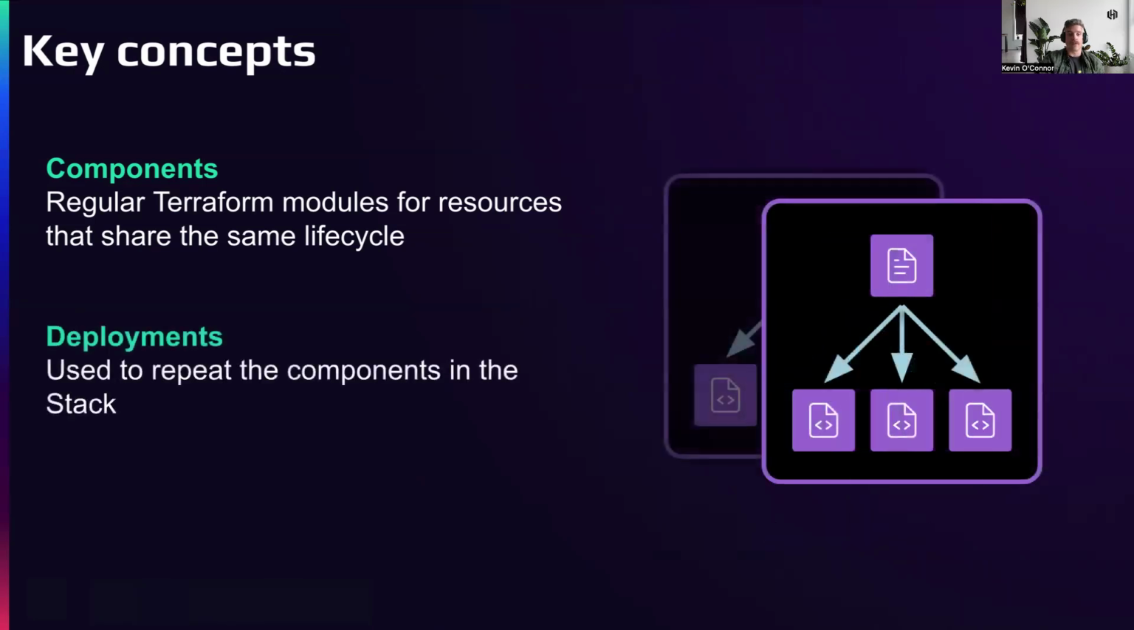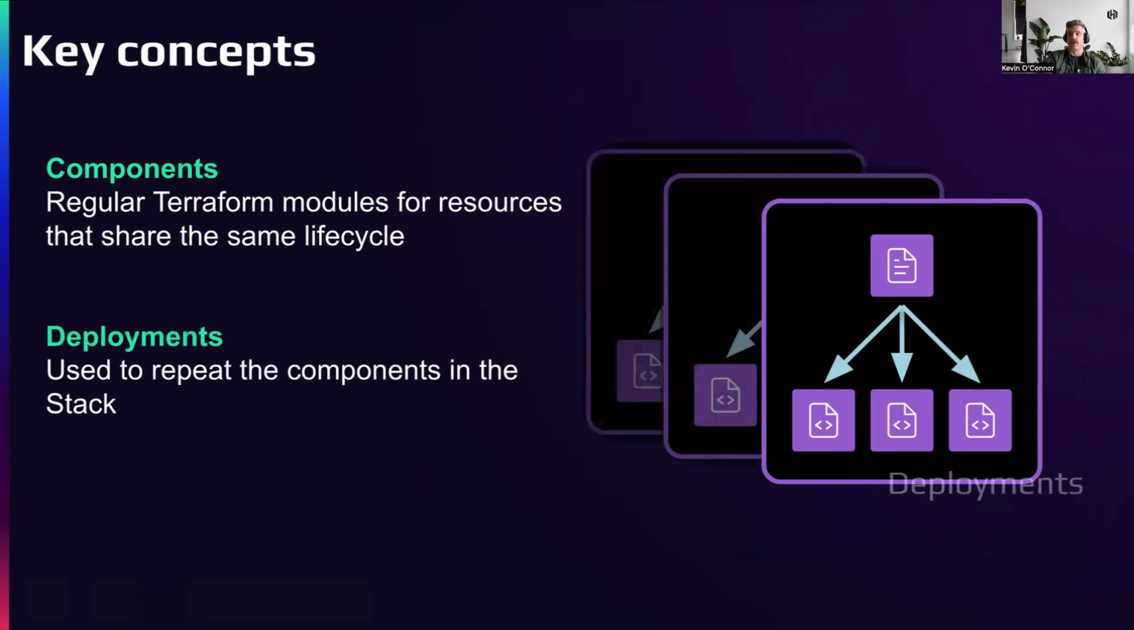Then we have our deployments, right? So if the components are the what, the deployments are kind of the how or where we're going to be deploying our components, right? So this is essentially how many times we want the collection of components to be deployed. Right? And this is going to allow us to repeat our infrastructure without repeating our code. If you're familiar or have heard of the DRY principle of coding, don't repeat yourself, that's what this really plays into.